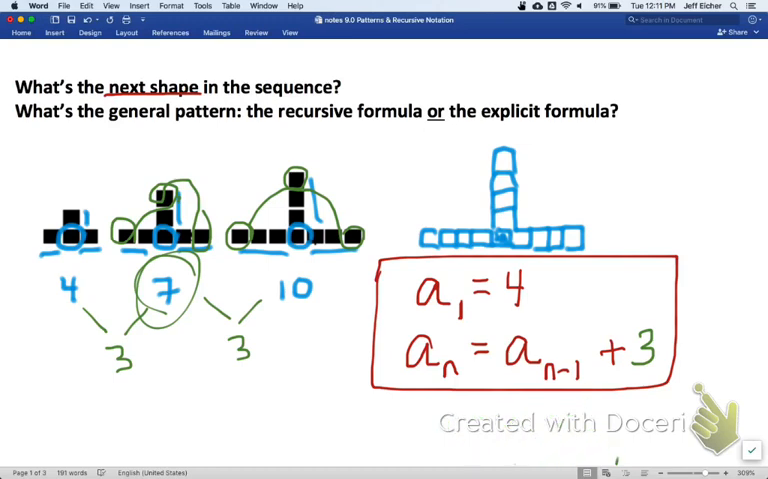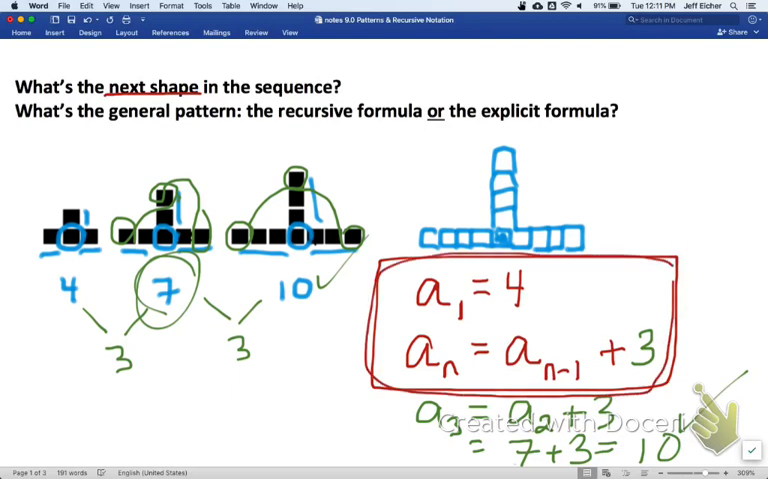Let's try again to make sure you understand the notation. Our third pattern, a sub 3, would be our second pattern, the one before it, plus 3. So our second term had 7, and then 3. So we have 10, and that's what we have, 10. So this is our recursive function. And I'm going to make that red now.